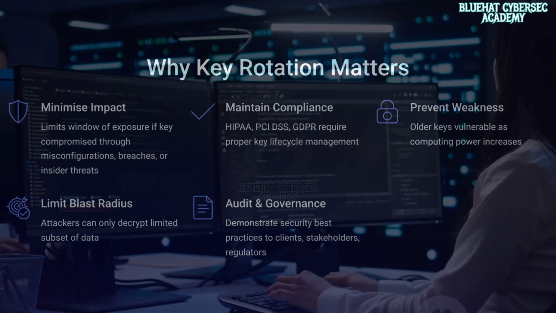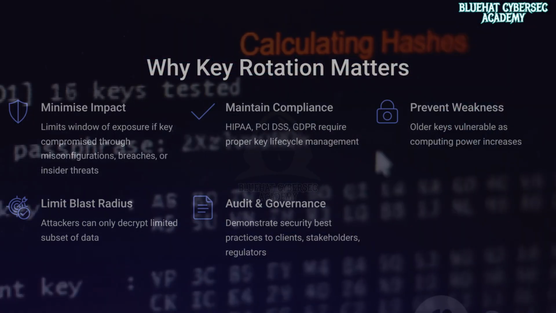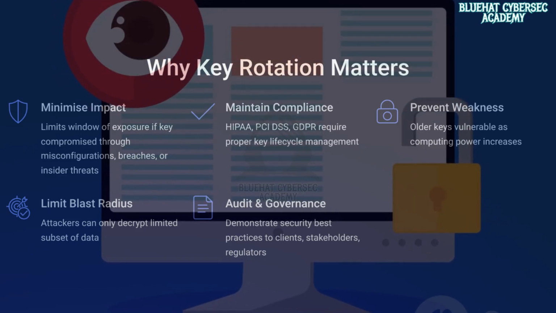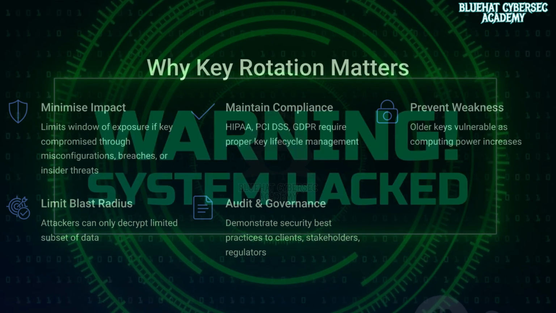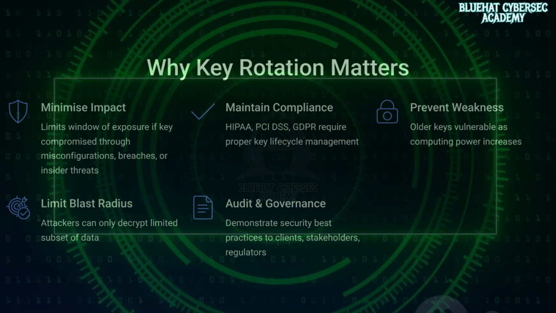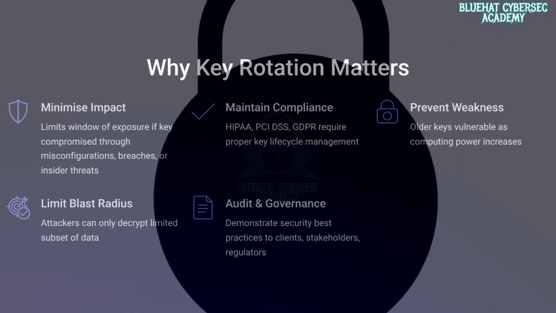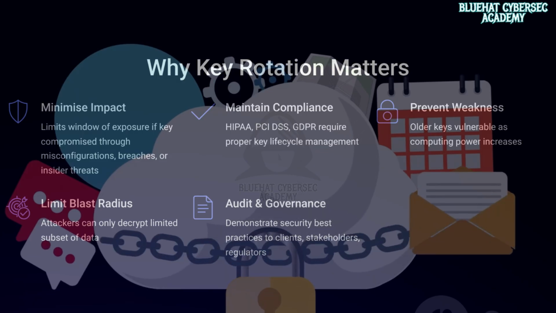Now, you might be asking, why must cloud encryption keys be rotated? Well, key rotation simply means replacing old encryption keys with new ones at regular intervals, and there are several reasons why it's essential. First, rotating keys helps minimize the impact if a key is ever compromised. Even the most secure keys can be exposed through misconfigurations, breaches, or insider threats. If a key is compromised, any data encrypted with it becomes vulnerable. Regular rotation limits the window of exposure because old keys are retired, reducing potential damage.